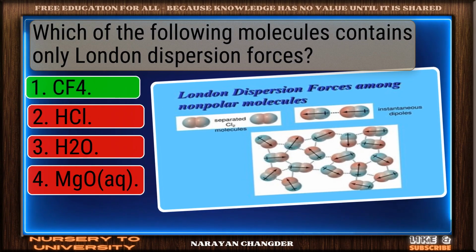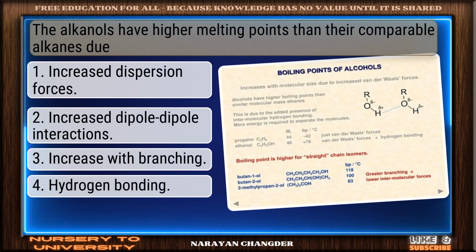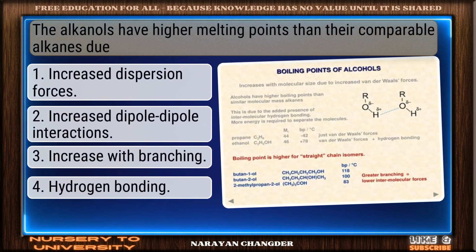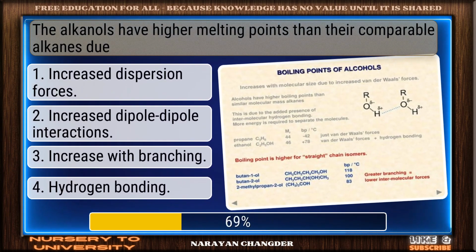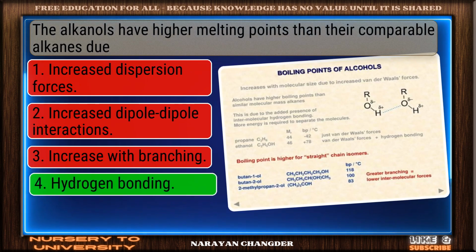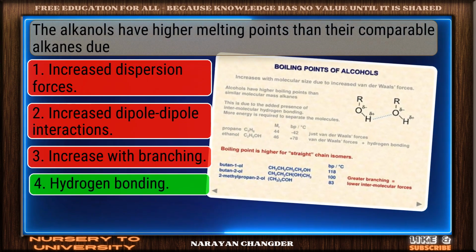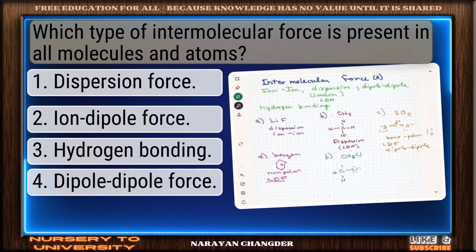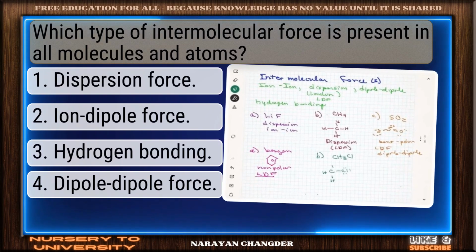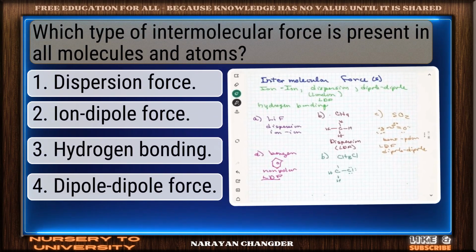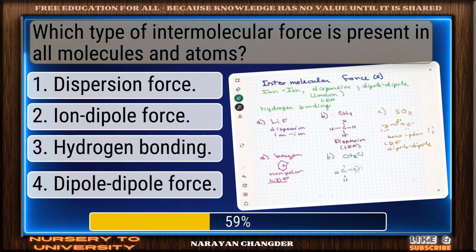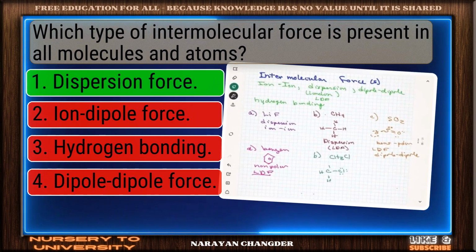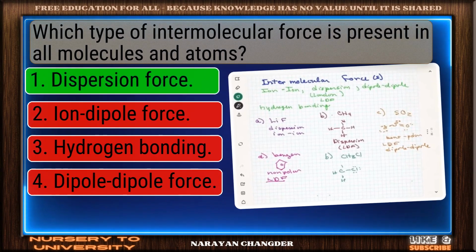Excellent. C4 is a brilliant choice. The alkanols have higher melting points than their comparable alkanes do. Correct response. Hydrogen bonding is the most accurate answer. Which type of intermolecular force is present in all molecules and atoms? Clear logic. Your choice, dispersion force, is sound and 100% true.